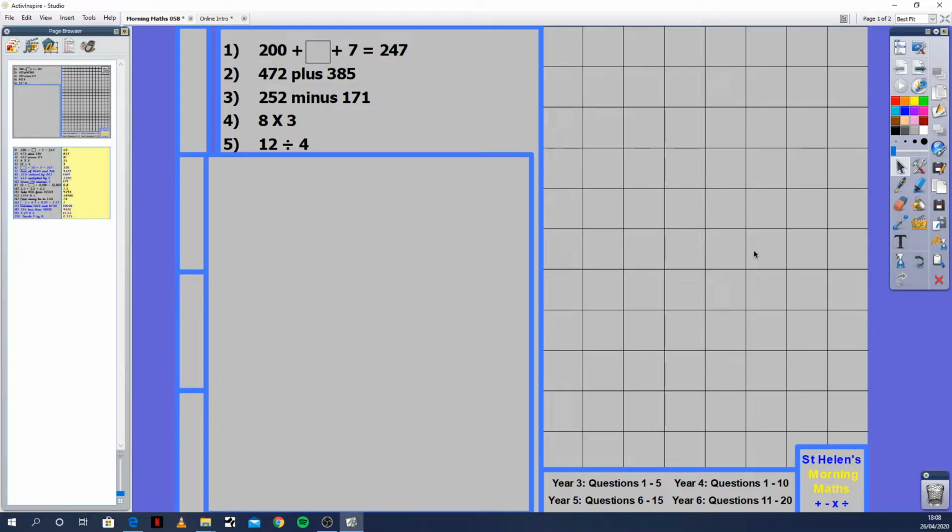Right, questions 1 to 5. I've learned from last time. I've now got a little curtain. I'm going to make my writing slightly larger.